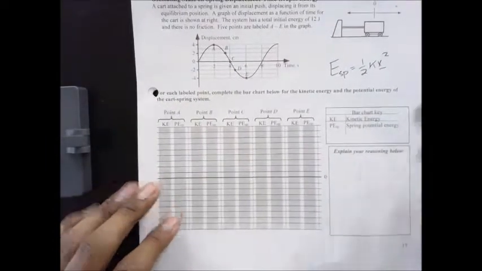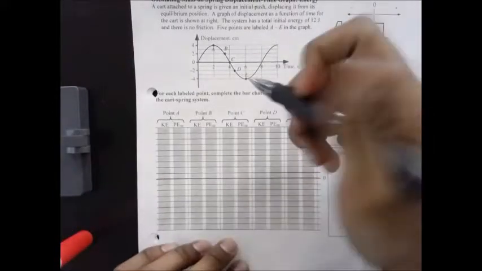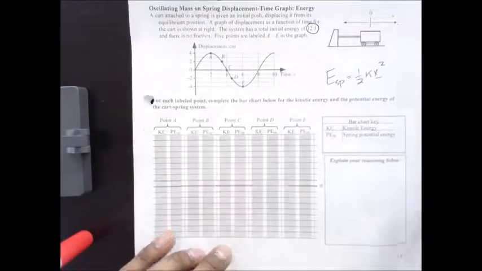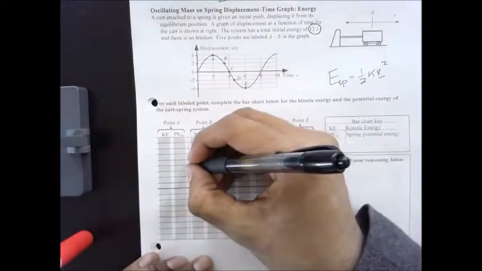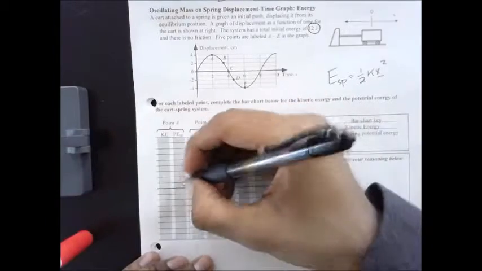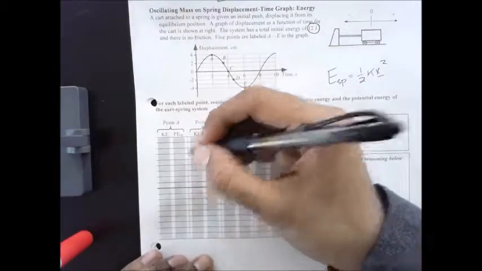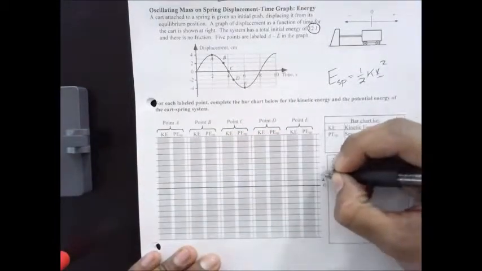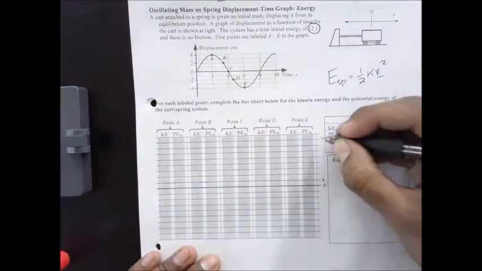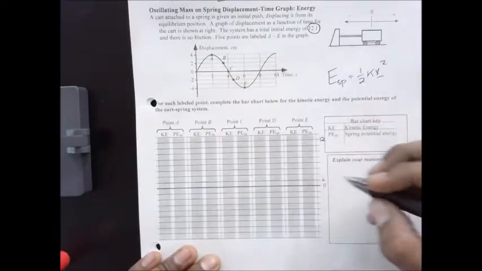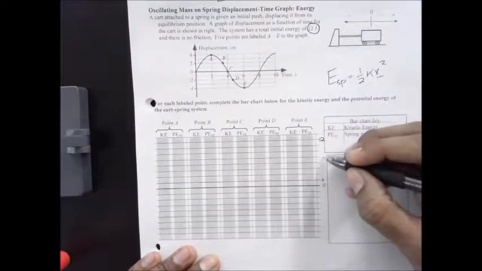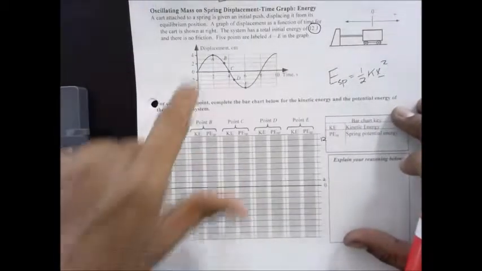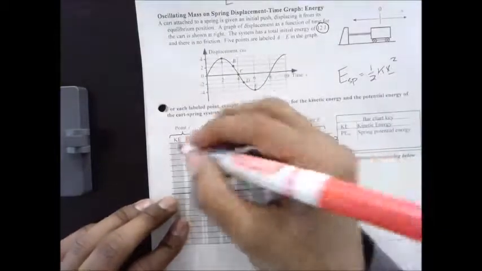So let's figure out if we can. The total initial energy is 12 joules, so let's say 1, 2, 3, 4, 5, 6. Let's say each one of these is 2 joules: 2, 4, 6, 8, 10, 12. Cool. All right. So at point A and point E, it's going to have maximum potential energy.